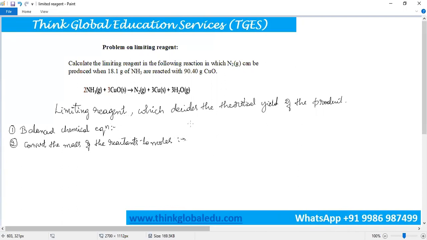If you consider the number of moles of ammonia in this reaction, n of ammonia will be equal to the given mass, 18.01, divided by the molecular mass of ammonia, which will be equal to 1.06 moles.